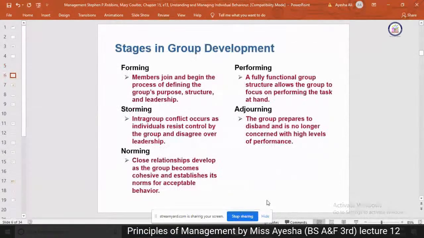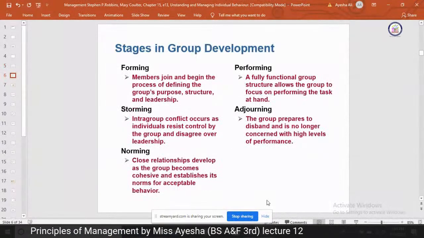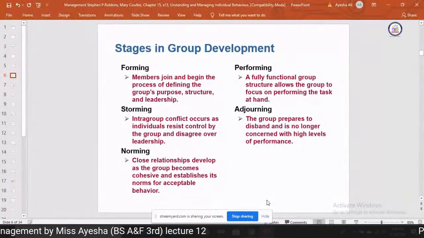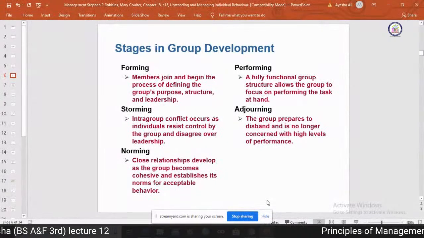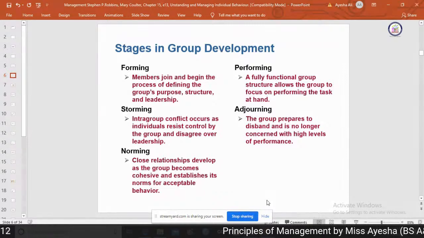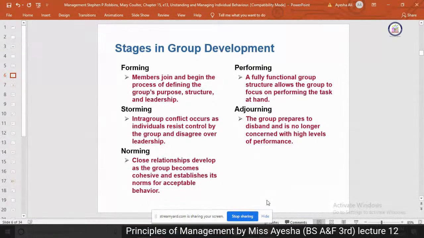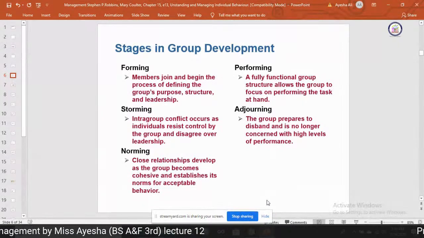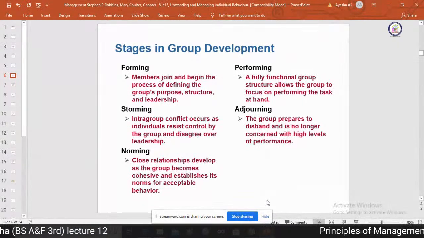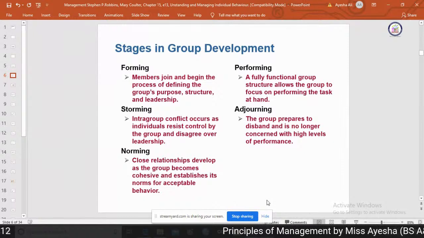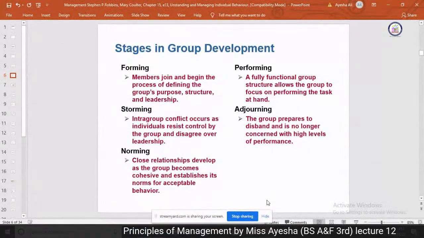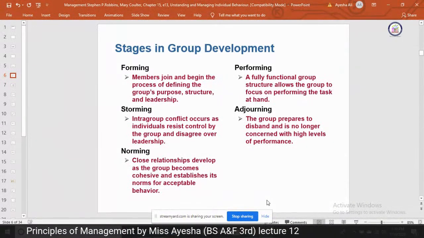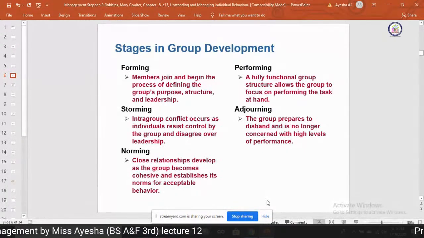And then we have the stages in group development. Basically, before making the group, we have to follow some stages and some steps. The first one is forming. In this, we are structuring and organizing the group, and we are selecting the people.